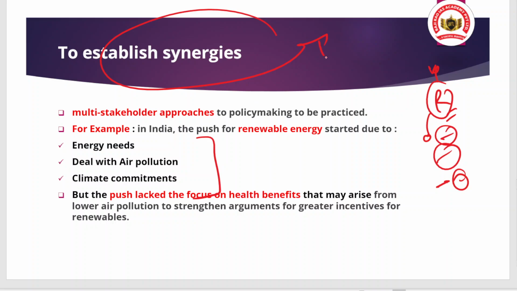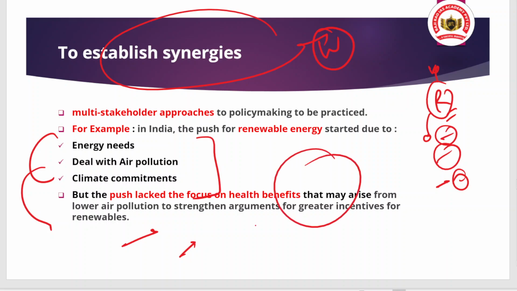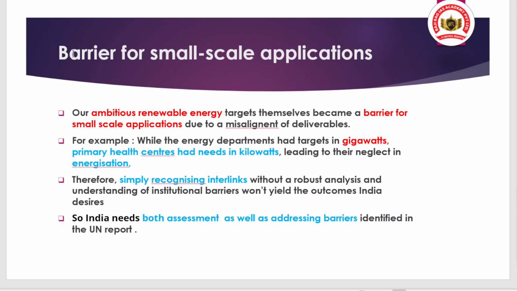But when we talk about synergy, the Indian government is lacking in the establishment of proper synergy. Apart from these three goals, if they had also focused on the health benefits that may arise from lower air pollution, then renewable energy would have received much greater importance, okay. There may have been greater incentives for renewable energy promotion, but that was not the case. So what is the need? Our ambitious renewable energy targets themselves become a barrier for small-scale applications because of misalignment of deliveries, okay.